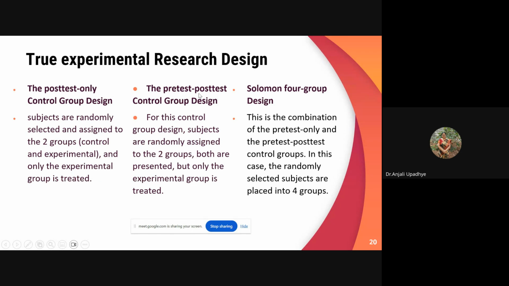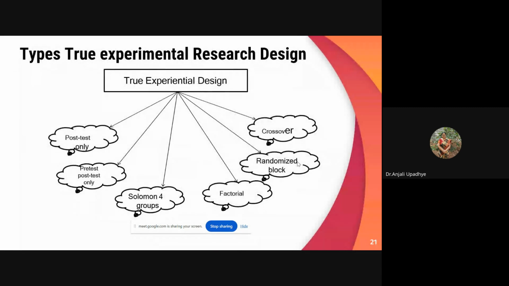Second one, the pre-test, post-test control group design. In this design, subjects are randomly assigned to two groups. Both are pre-tested, but only the experimental group is treated. Then the Solomon four-group design, which is a combination of the post-test only and the pre-test, post-test control group designs, with four groups, which is called a true experimental research design. Now, what are the types of true experimental research design? These are all the types of research design.